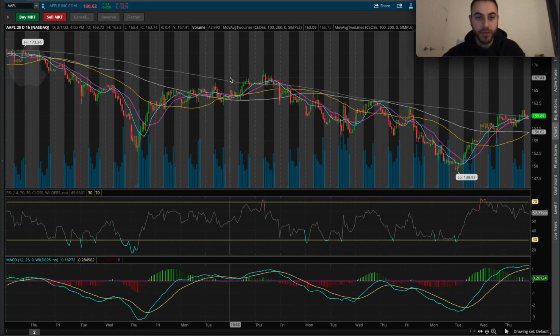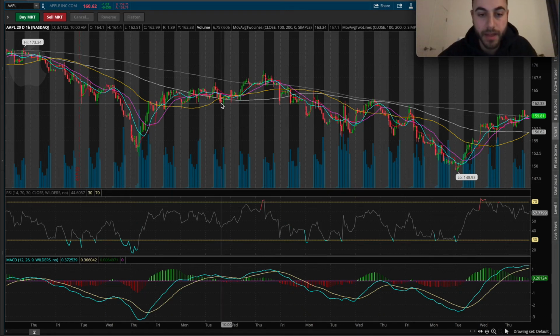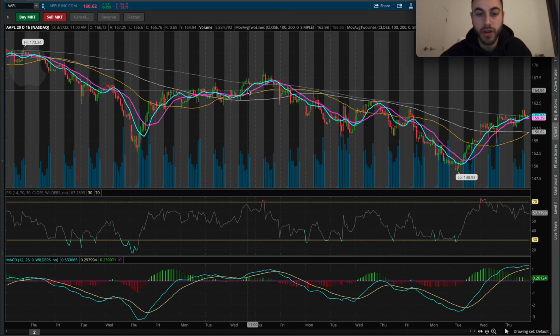So if you had gotten in on this crossover right over here around 162, and you got out at the next crossover, it would have been right over here around 162. So you would have broken even if you were only using the MACD on your hourly chart. Now, the moment that the MACD crosses back over again over here, your entry would have been around 164. And let's see if this would have been a successful trade.